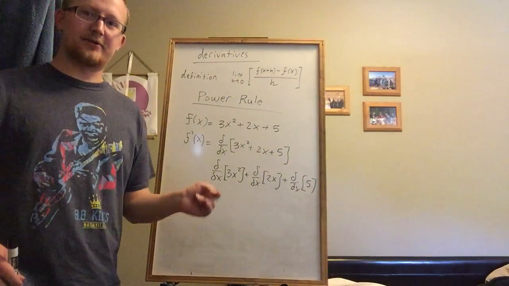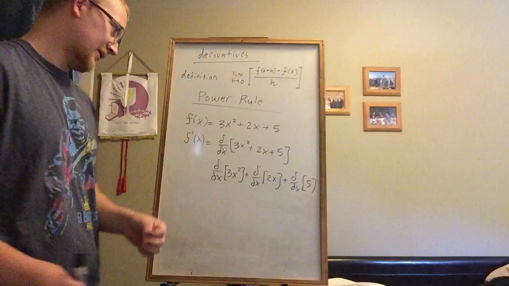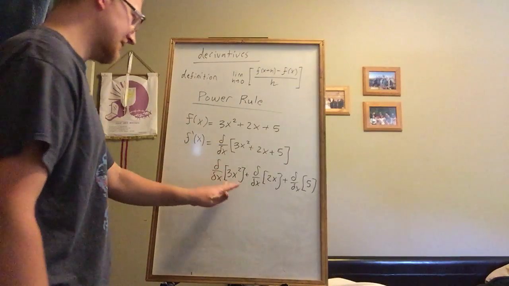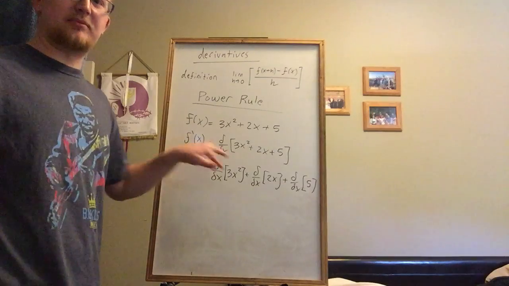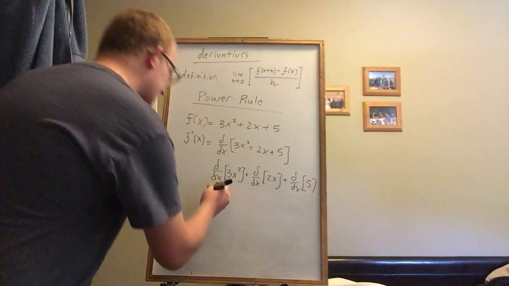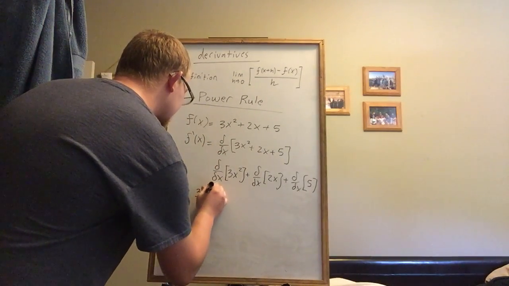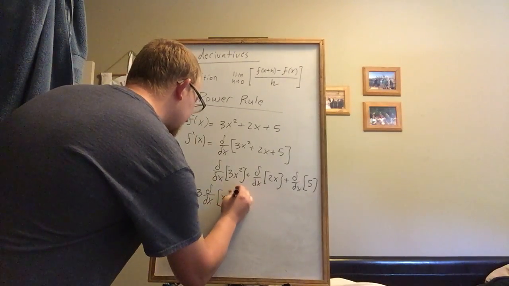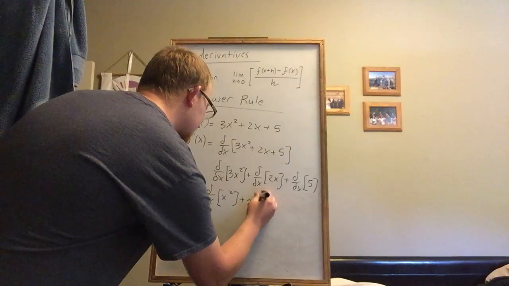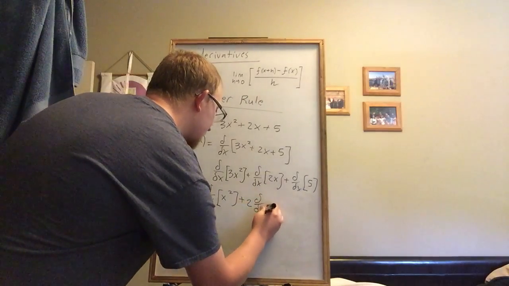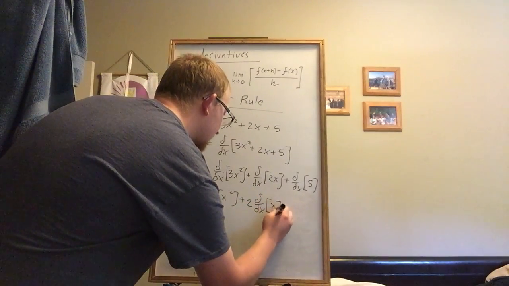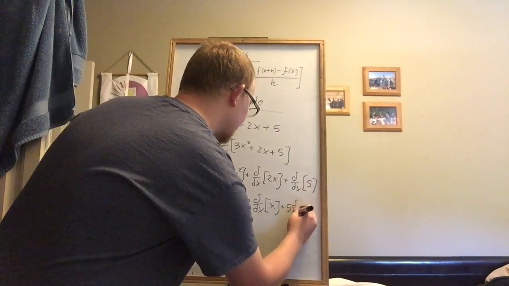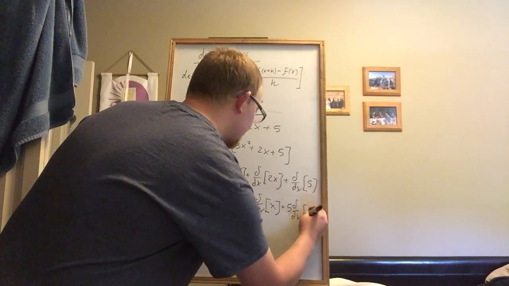Another beautiful thing about derivatives, because they're a linear operator, is you can pull out the constants. If you pull them out and multiply them back in, it actually does not make a difference on the process. So I could write this as 3 d/dx of x squared plus 2 times the derivative with respect to x of x, plus 5 times the derivative with respect to x of 1.